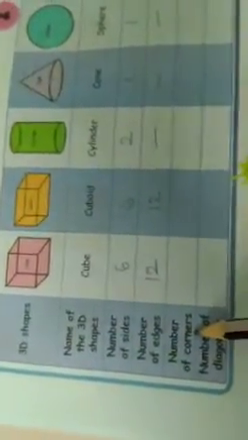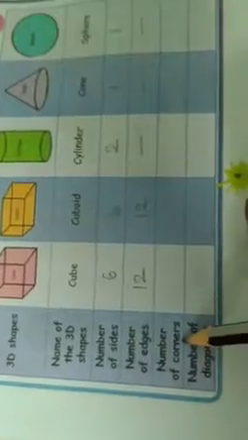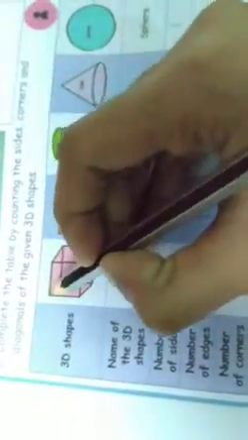Okay, now number of corners. What does corners mean? Corners means nothing, that is a midpoint. The two edges meeting point. This is edge, isn't it? So two edges meeting point is a corner. Okay? Let's count.